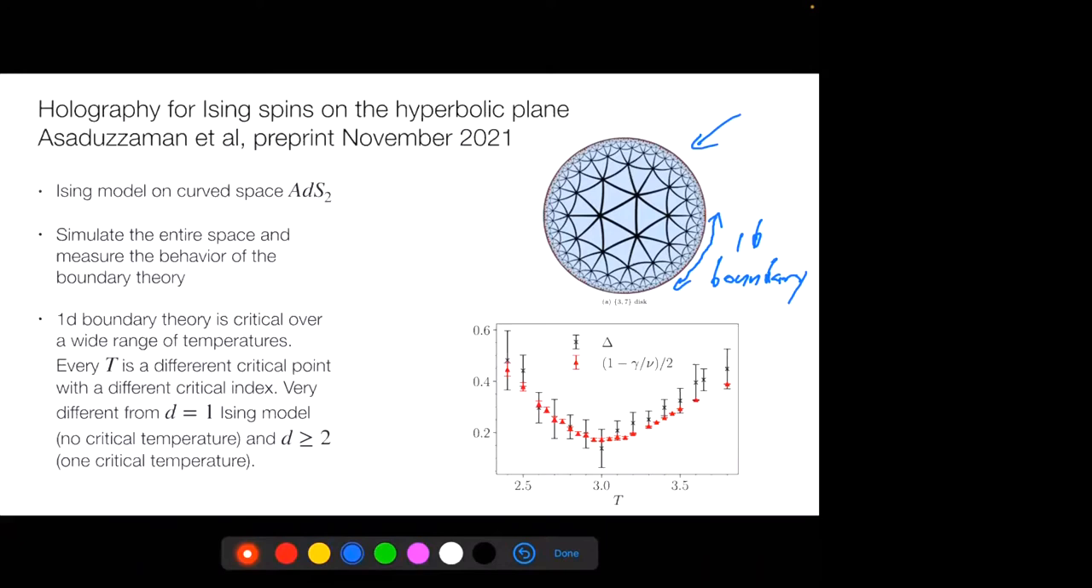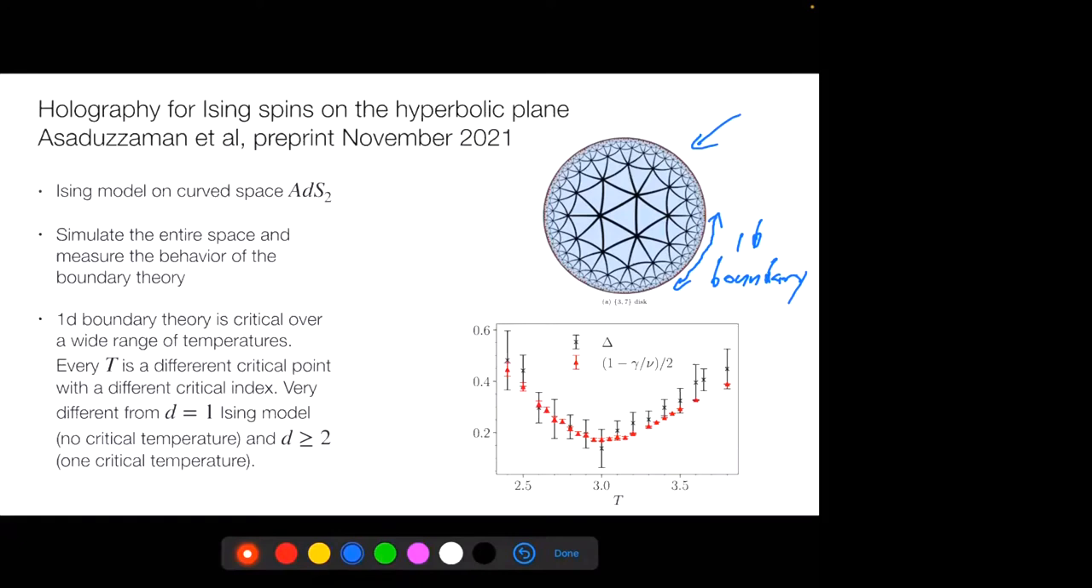And what they found out was that unlike the Ising model, which in one dimension had no critical temperature, their model on this curved space was essentially critical for all values of the temperature. And here, they've measured two different critical indices, the one called delta, in two different ways. You see they measure it from their simulations in two different ways, and they get pretty good agreement. And every point along here from about 2.3 to 3.7 is in fact a unique critical point.